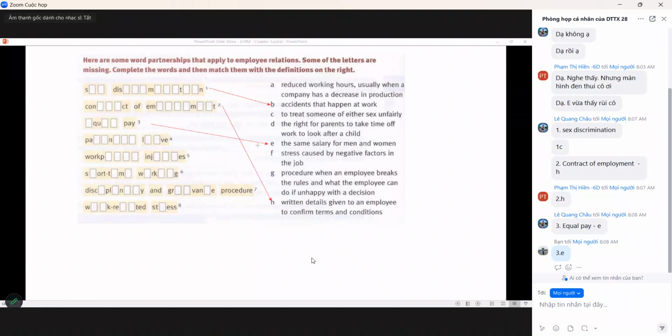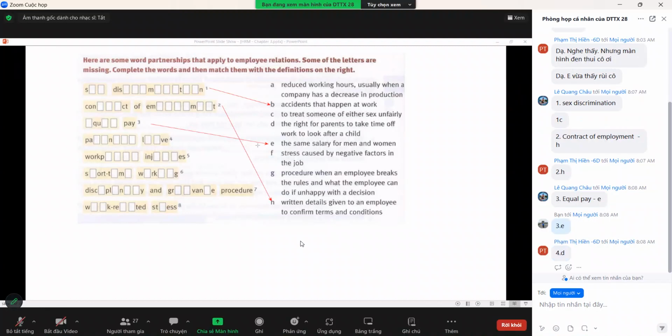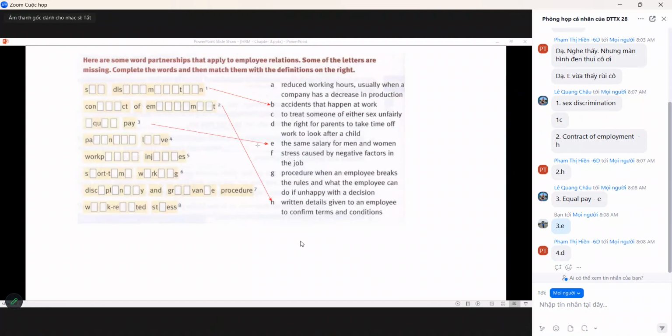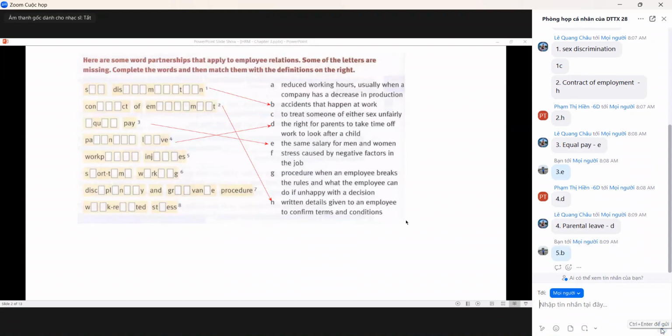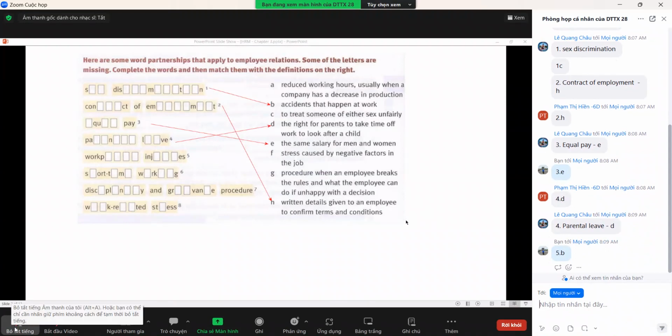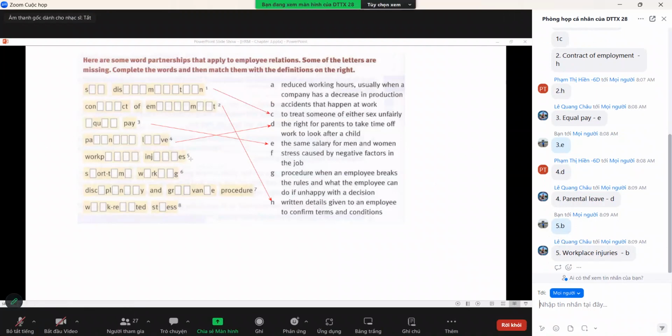How about 4? What is number 4? 4D. Yeah, parental leave. Okay, thank you. Number 5. Oh, that's my mistake. Right. 1C for the first one, but it's 2B. Okay. 5B, accident.